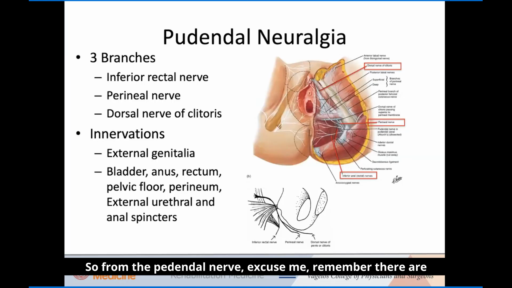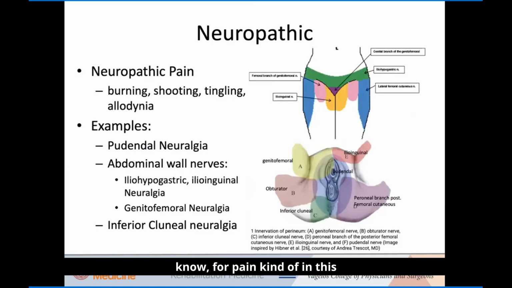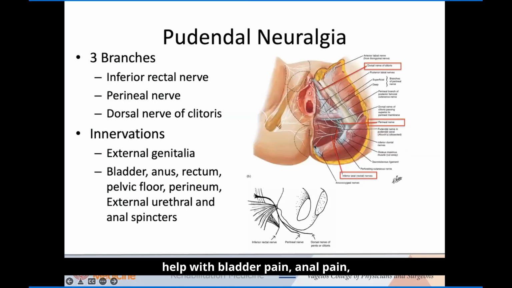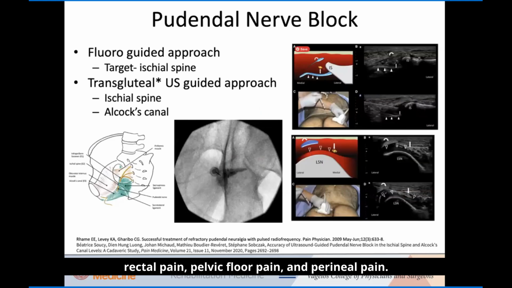So for the pudendal nerve, remember there are 3 branches, but generally where we block is going to be proximal to where those nerve branches off. And it can be helpful if you remember, here, for pain in this region around that pudendal nerve area. It can help with bladder pain, anal pain, rectal pain, pelvic floor pain, and perineal pain.